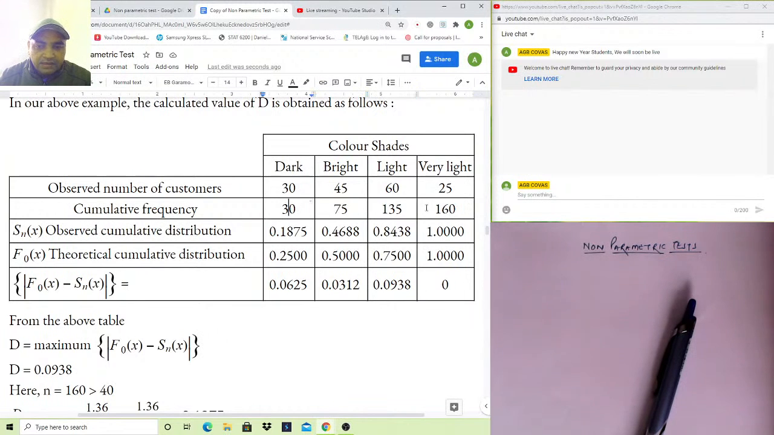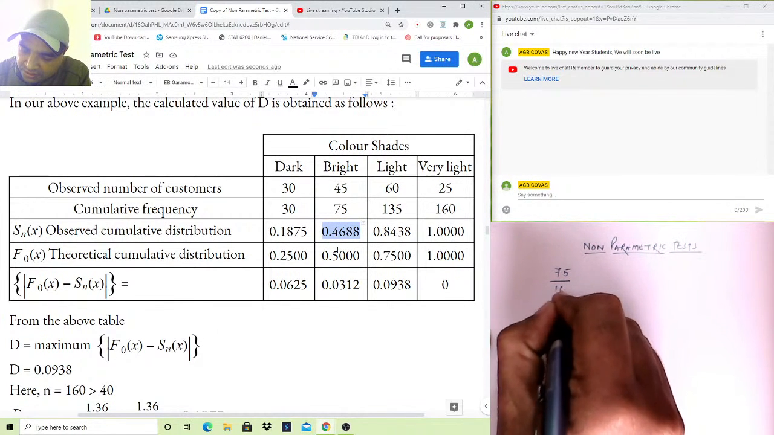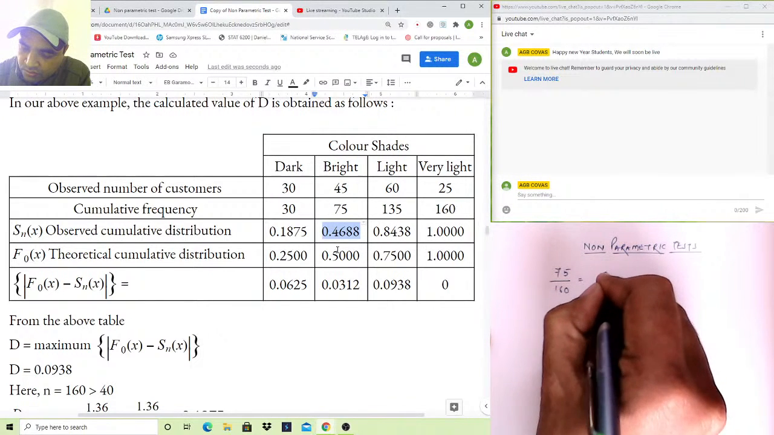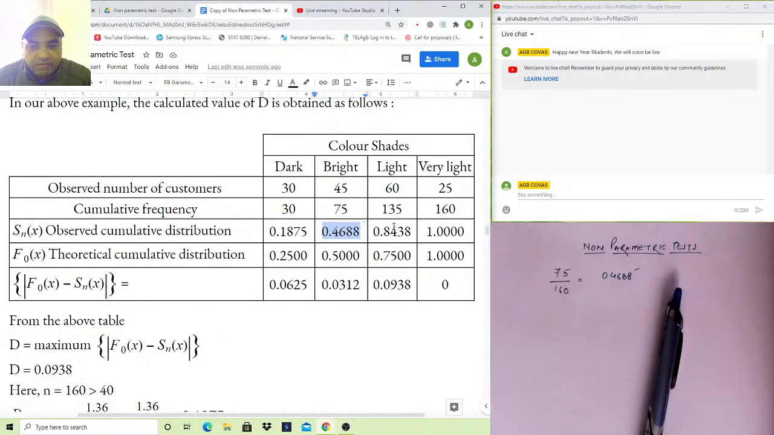If you divide this 30 by 160, it will give you the SnX, that is the observed cumulative distribution, that is 0.1875. 75 divided by 160 will give you 0.4688. Similarly, you will find this value, 135 divided by 160, and 160 divided by 160 will give you 1, right? So this is our observed cumulative distribution.